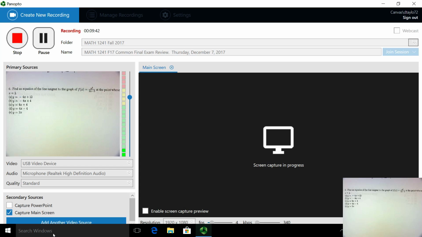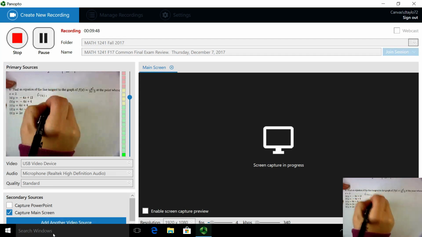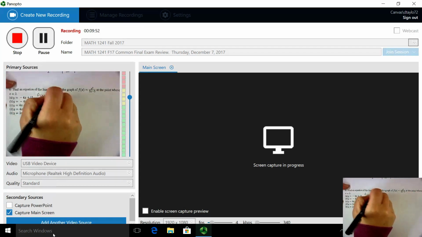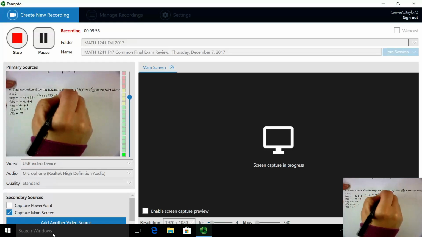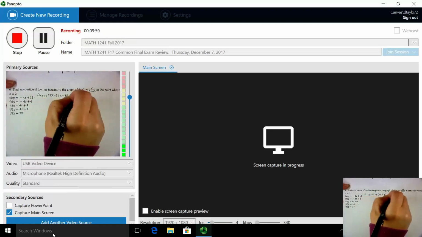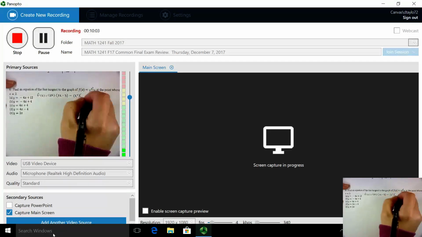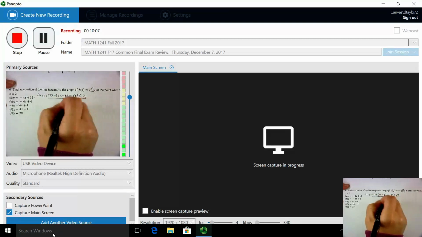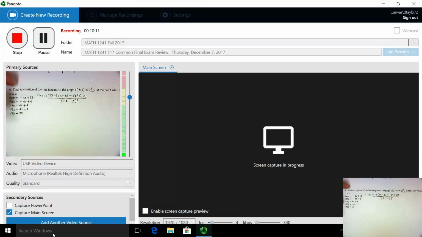So let's start by finding the slope of the line. This means we're going to need the derivative. So f prime of x is equal to, by the quotient rule, the derivative of the top, 2x, times the bottom, 2x minus 3, minus the top, x squared, times the derivative of the bottom, which is just equal to 2, all over the bottom squared, all over 2x minus 3, quantity squared.